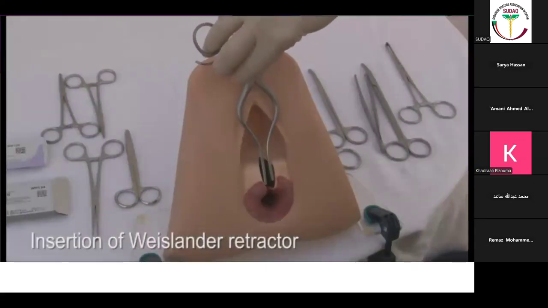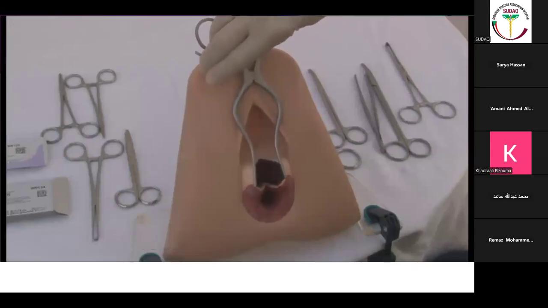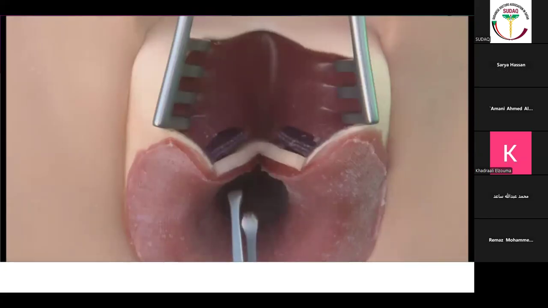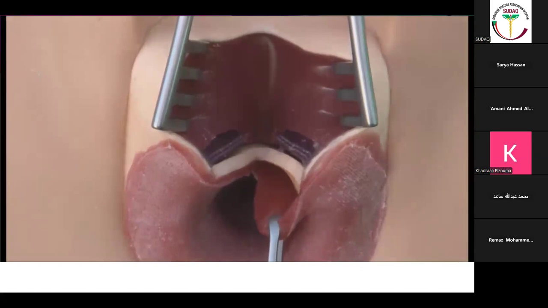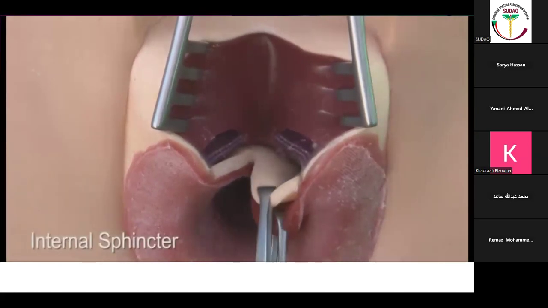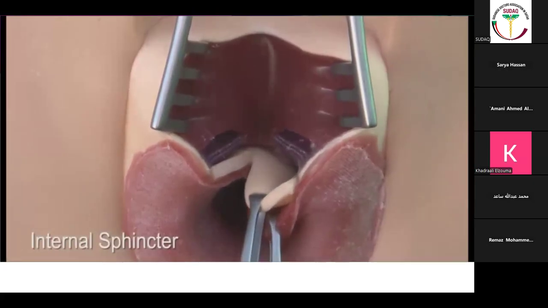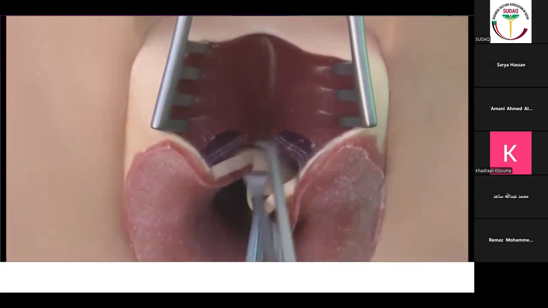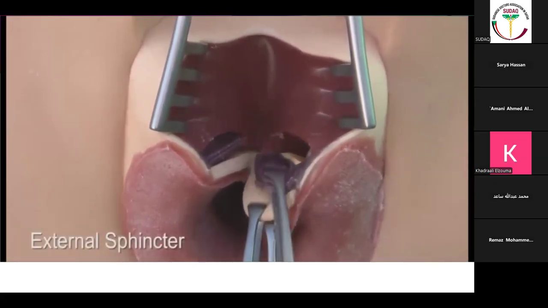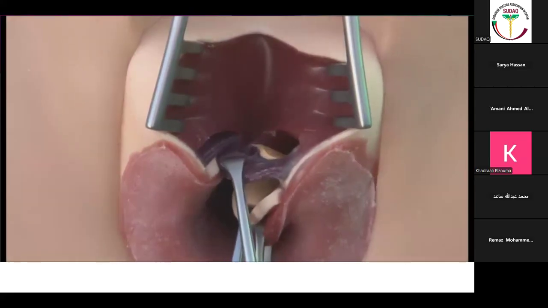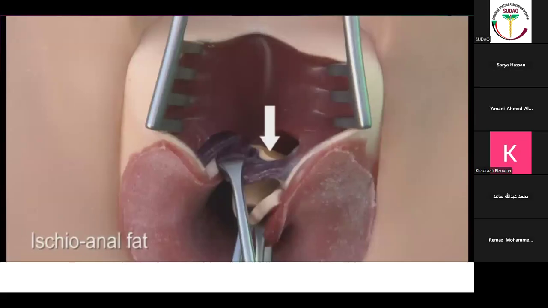The Weislander retractor is inserted to aid exposure. The anorectal epithelium, commonly referred to as mucosa, appears pink. The internal sphincter appears pale white. And the external anal sphincter appears red. Also note the important landmark of the ischio-anal fat demarcating the lateral border of the external sphincter.